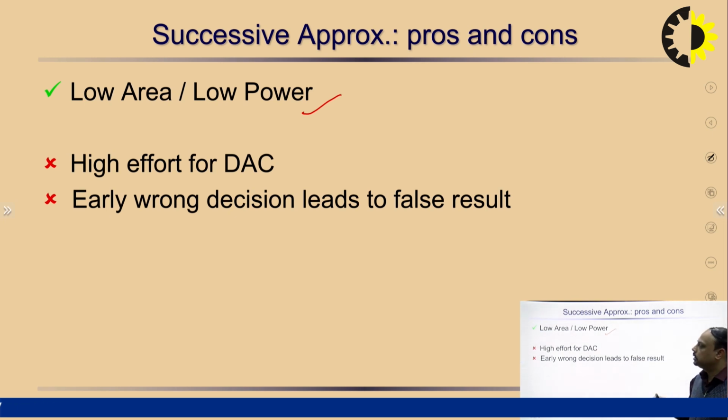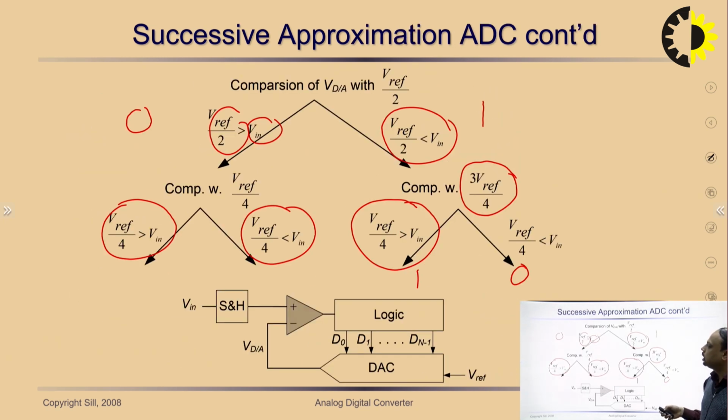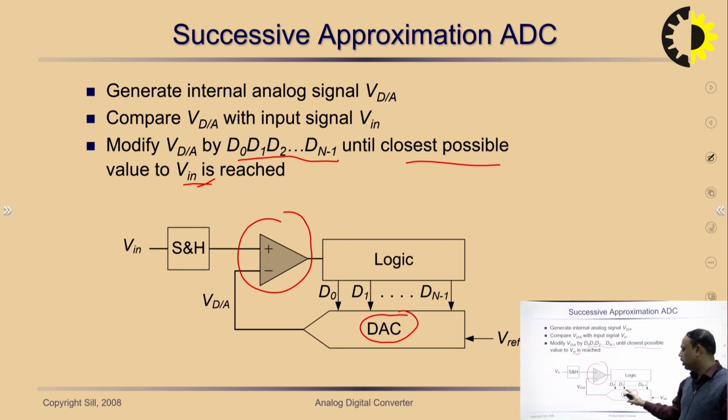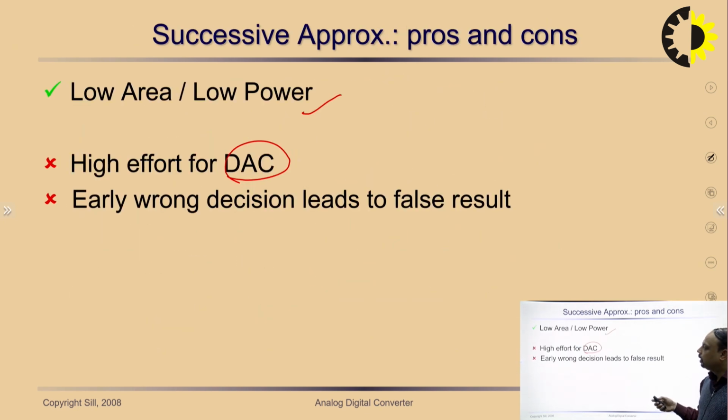The disadvantage is the high effort of the digital to analog converter. In this analog to digital converter, we already use a digital to analog converter, which is again a very complex circuit. Using it slows down the process of the complete analog to digital converter. That's why this takes more time as well, and the circuit is a little complex as well. And an early wrong decision leads to a false result.